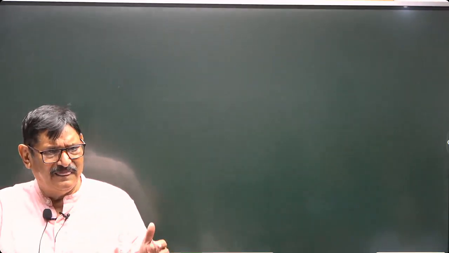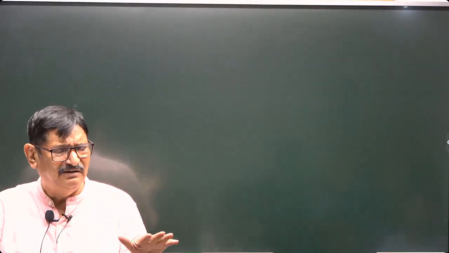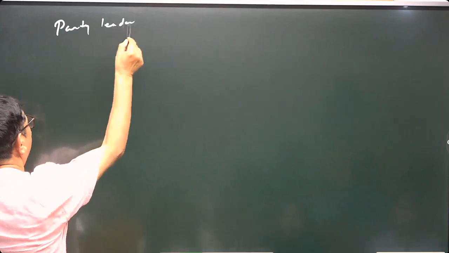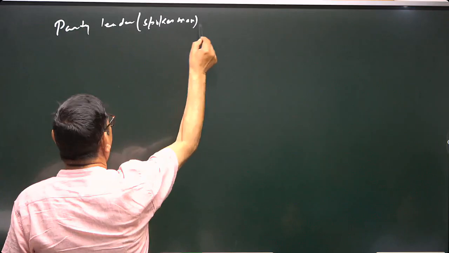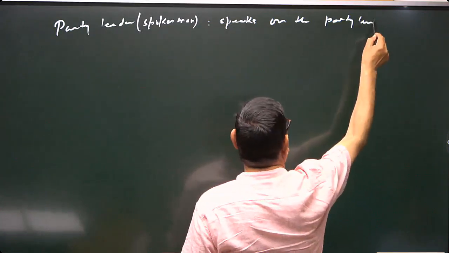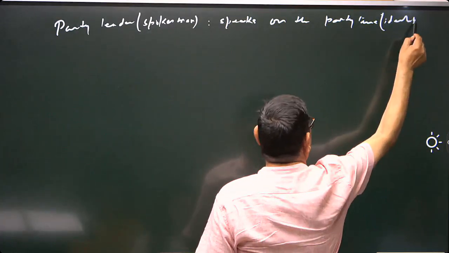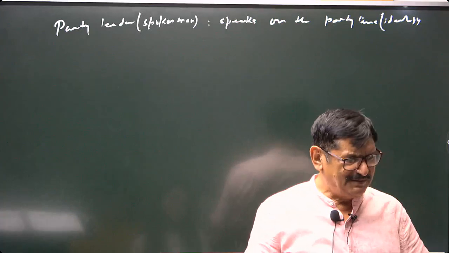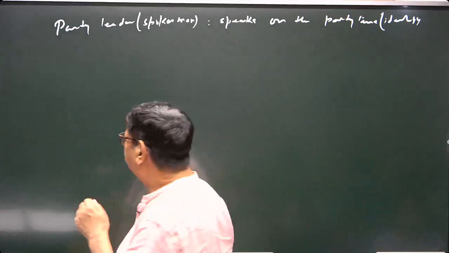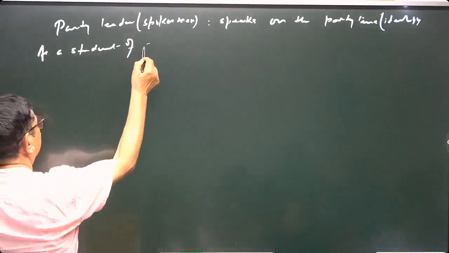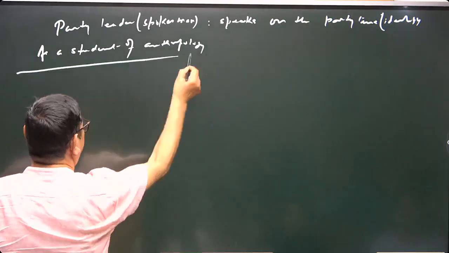The general concept of anthropology is that anthropology studies man from 5 points of view: biological, social, cultural. You can use this in general problems of anthropology, just like a party leader or a spokesman speaks on the party line, the party ideology. Similarly, as a student of anthropology, you also speak on the line of anthropology.